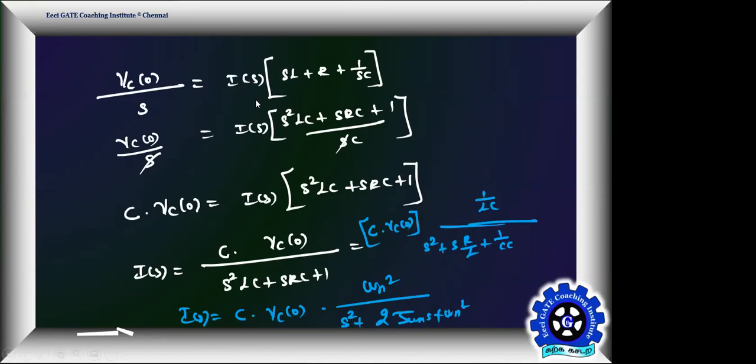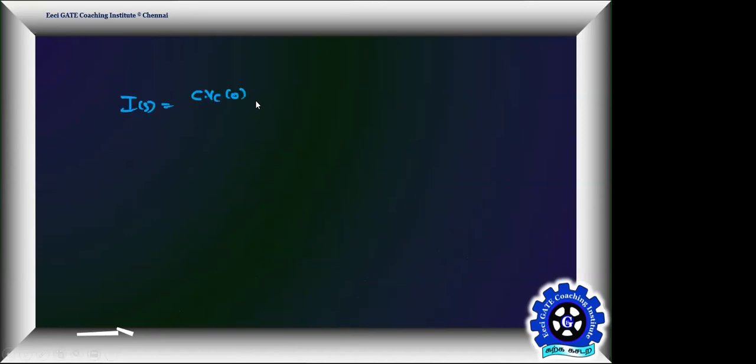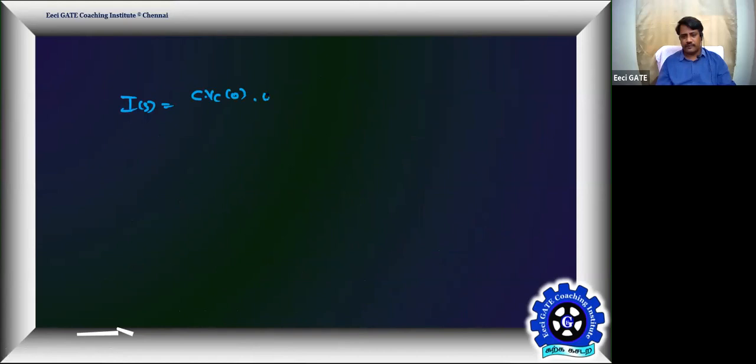Then I(s) is equal to C·VC(0) into ωn², divided by ωd, into ωd divided by (s plus ζωn) whole square plus ωd². That's a modification. Then get i(t). Okay, ready for Laplace inverse.